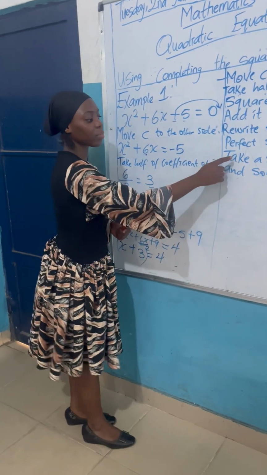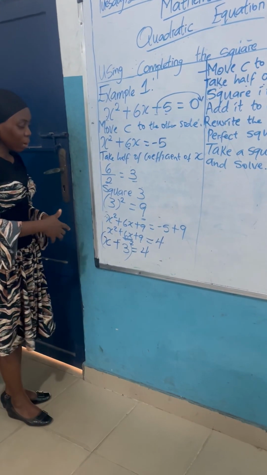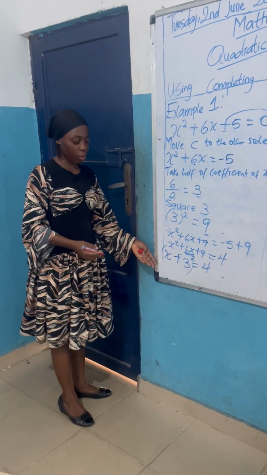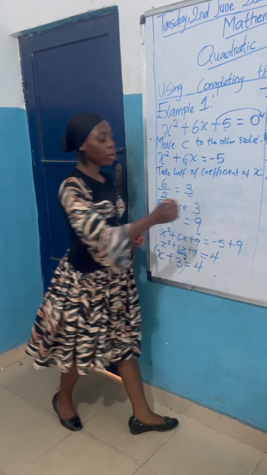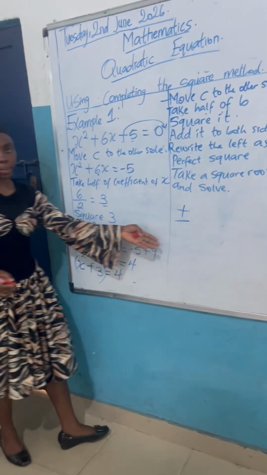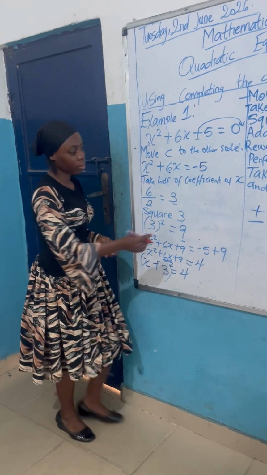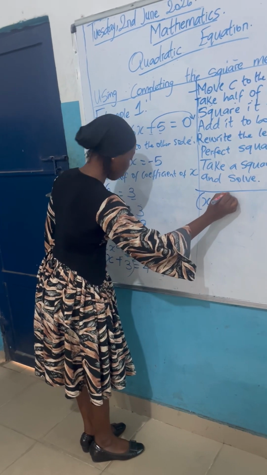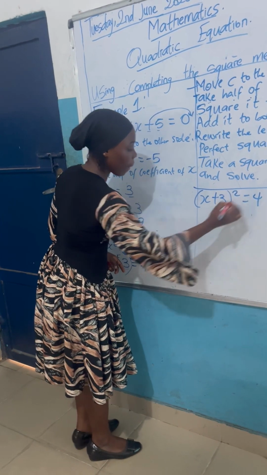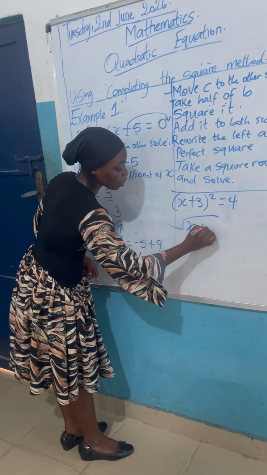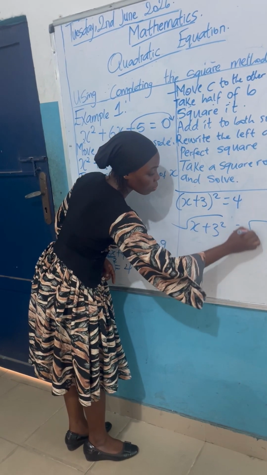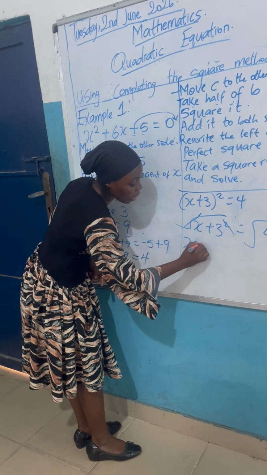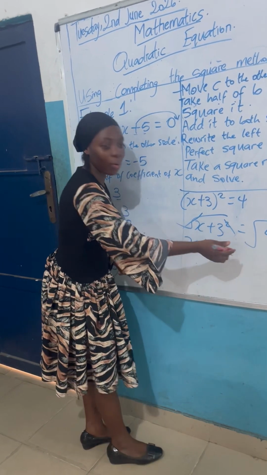Now the next thing is, take the perfect square. And now, take the square root and solve. If we are taking a square root, we are going to add these two signs on this. So we have x plus 3 squared equals 4. Then let's take the square root: x plus 3 equals square root of 4. Now this square cancels this square. So we have x plus 3 equals square root of 4, which is 2.